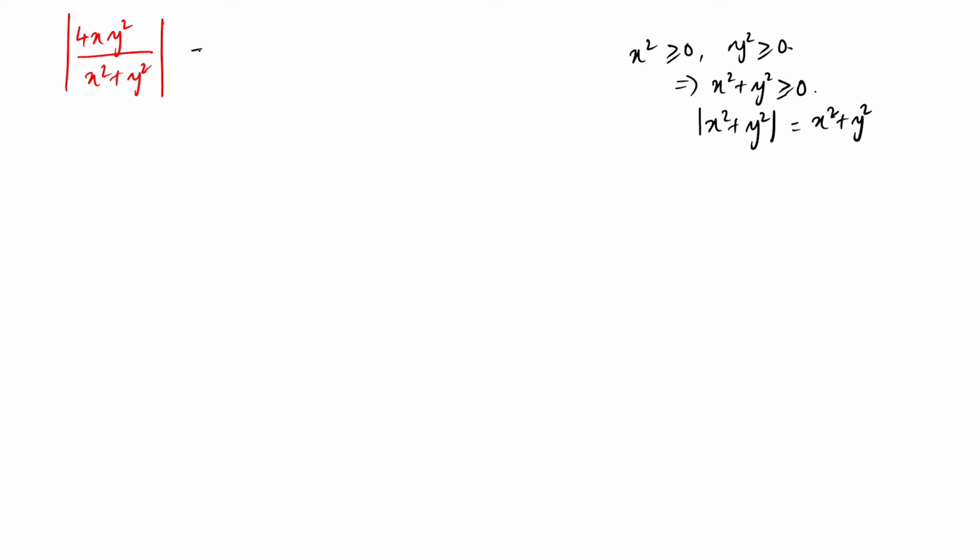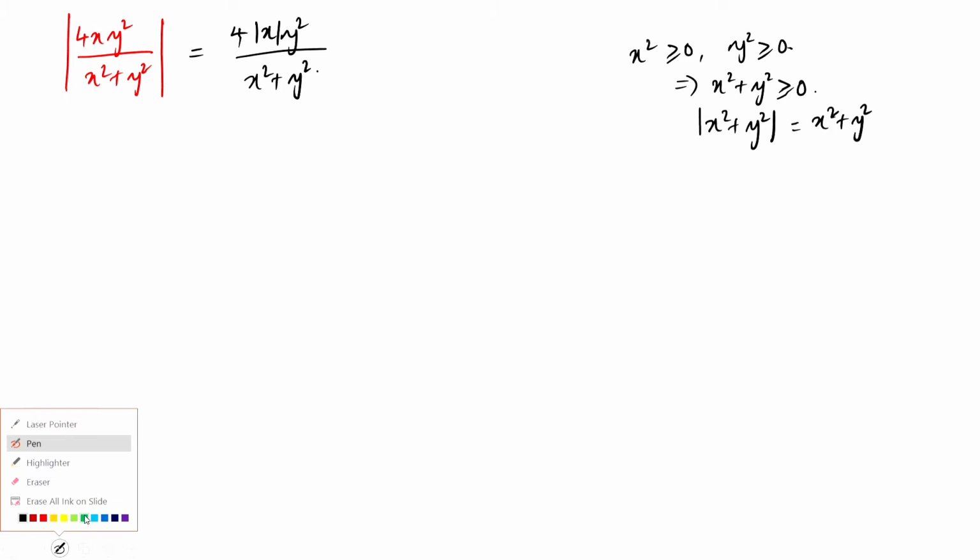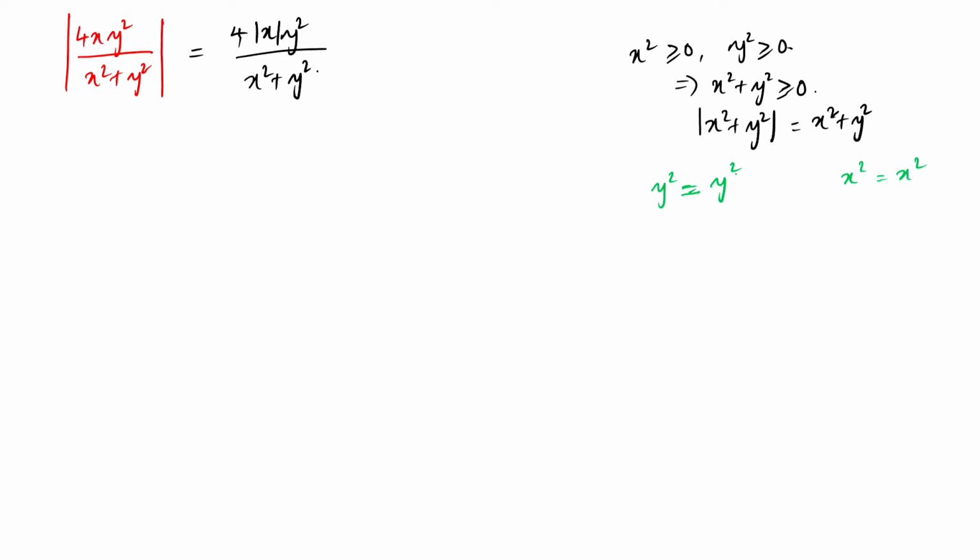So using that ideology, you may write this as: 4 is a positive quantity, so we write it simply as 4; absolute of x, y squared is a non-negative quantity, so that comes outside as simply y squared; and this is over x squared plus y squared. Now we will have to make some observation here. You have y squared, and you have x squared. Now you just add a quantity here. So what shall be the inequality in both the cases?